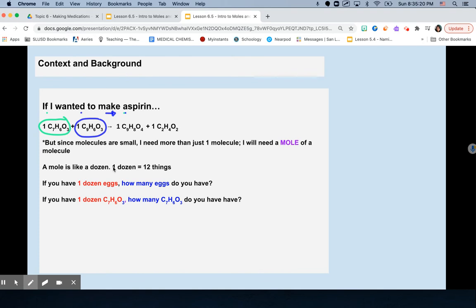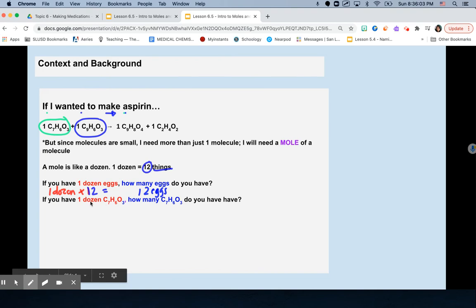Most of you probably know that 1 dozen is 12 things, or one pair of something is 2 things. So if I asked you if you have a dozen eggs, how many eggs do you have? Well, if 1 dozen is 12, then I just have 12 eggs. Mathematically, what you're doing in your head is taking 1 dozen times 12, because 1 dozen is 12 of anything. So therefore you have 12 eggs.